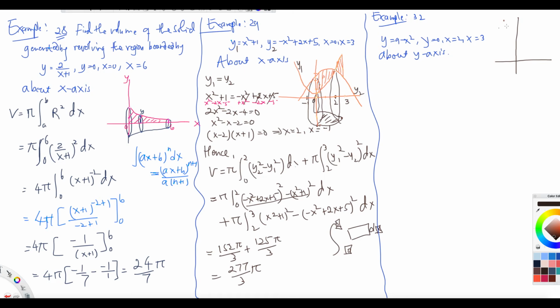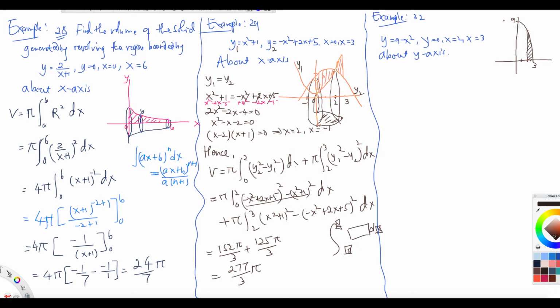If you draw this, 9 minus x squared will look like that. This is 9 minus x squared, because when you plug in x equals 0, you will get y equals 9. If you plug in y equals 0, you will get x equals positive 3 and negative 3. It will look like this here, but since it is x equals 2 and x equals 3, x equals 2 is maybe somewhere here, 1, 2, 3, so that is x equals 2, and this is x equals 3. So you are basically rotating just this piece.